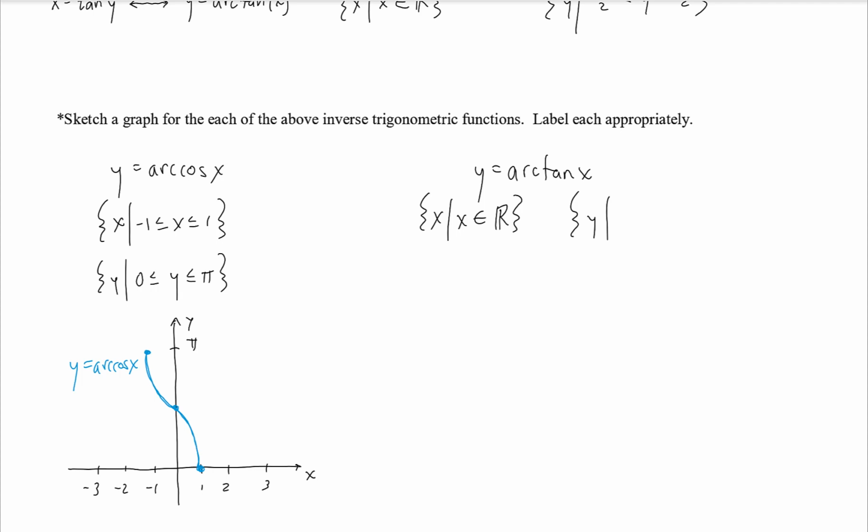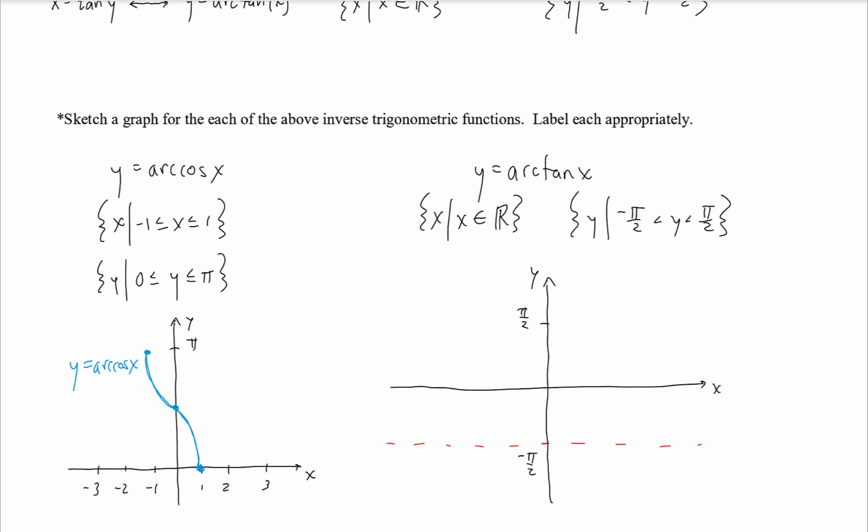But the outputs will always be bound between -pi over 2 and pi over 2. This one's a little bit easier to graph. So if this is pi over 2 and this is -pi over 2, those are your asymptotes. And then the original tangent goes through 0, 0. So inverse will go through 0, 0.